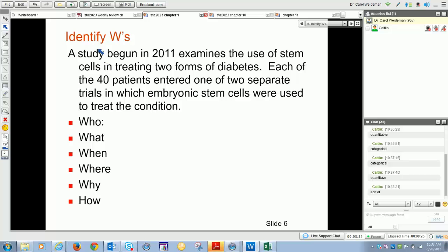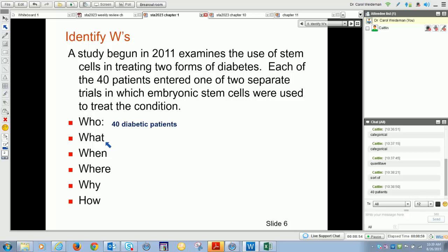There's the one, we want to do the W's. This is W's now. A study begun in 2011 examined the use of stem cells in treating 2 forms of diabetes. Each of the 40 patients entered one of 2 separate trials in which embryonic stem cells were used to treat the condition. The first question is, what's the who? What's the who for this particular scenario? Remember, the who is the things we're going to collect, the 40 patients. Very good. And if there's a specific number, it's good. And actually, these are also diabetic patients, so as much information as we can give is good.